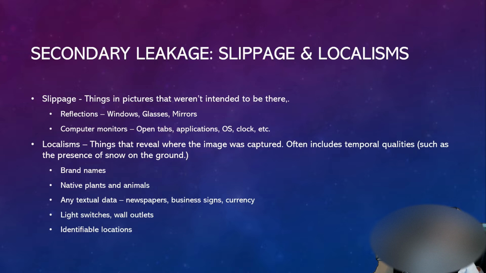So first of all, when we're identifying altered images by observation, we're going to look for some of the same things that we look for in any investigation that involves the analysis of digital imagery. We're going to look for things like slippage and localisms. Slippage, of course, are things that the photographer didn't intend to be in the image but did somehow make it in there. This is most commonly done with reflections, whether that be glasses or mirrors or windows. Slippage also includes things in the background that weren't intended, like things that are on computer monitors or on TV screens or whatever happens to be available.